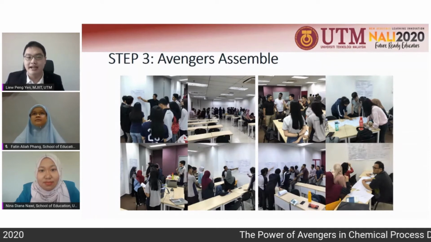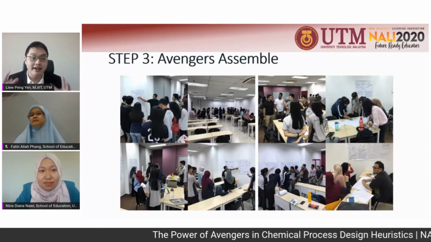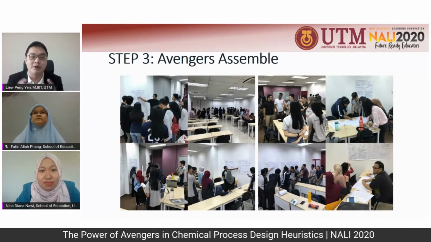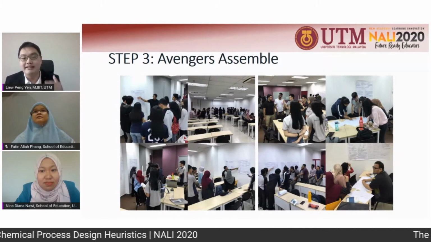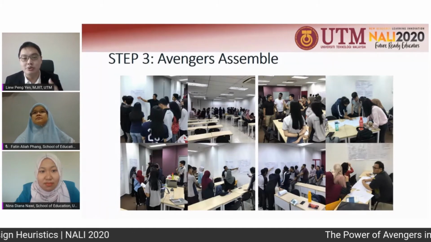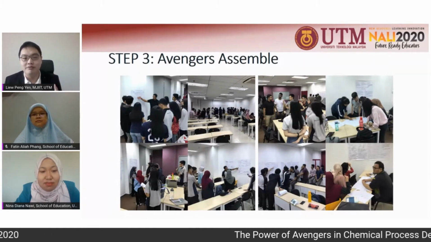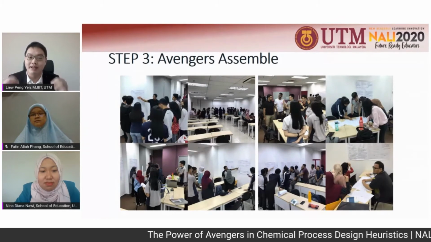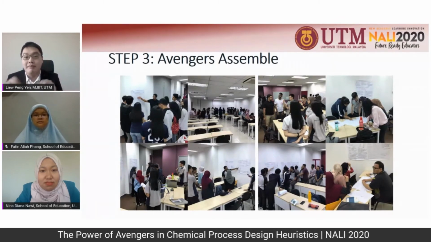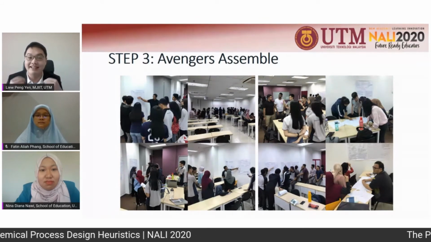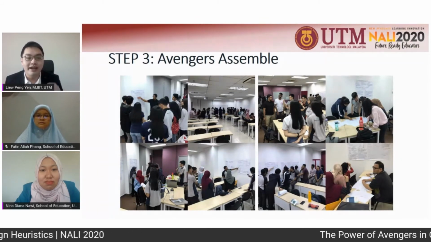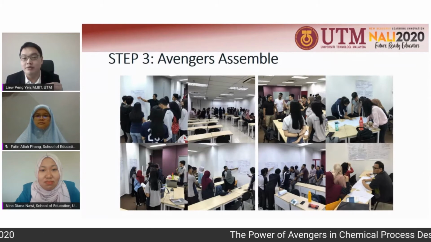their home team, which is their Avengers team, where they have all the Avengers experts from different topics in the heuristics, where each of them presents their own material to their teammates. This is important, where they will start to realize what do I understand and what do I not understand? What can I deliver to my friends and what can I not deliver to my friends? This is where they start to evaluate themselves.